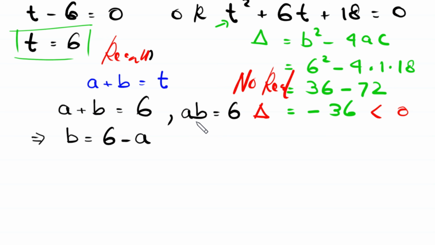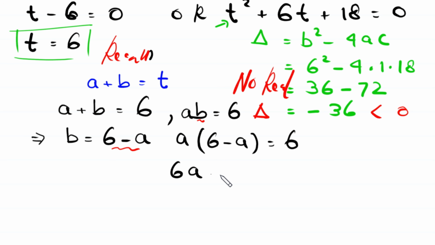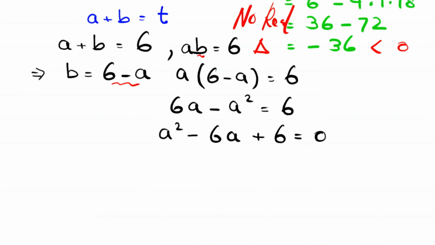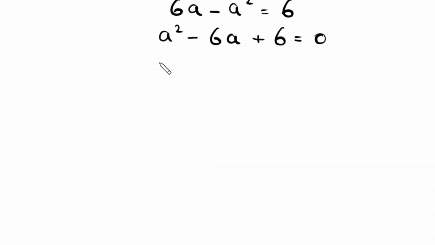In this equation, we replace this b with this 6 minus a. So this will become a times 6 minus a equal to 6. Distribute this: a times 6 is 6a, a times negative a is negative a squared, equal to 6. Move these two terms to the right hand side. This will become a squared minus 6 times a plus 6 equal to 0. Now this is a quadratic equation and we solve it by completing the square method.